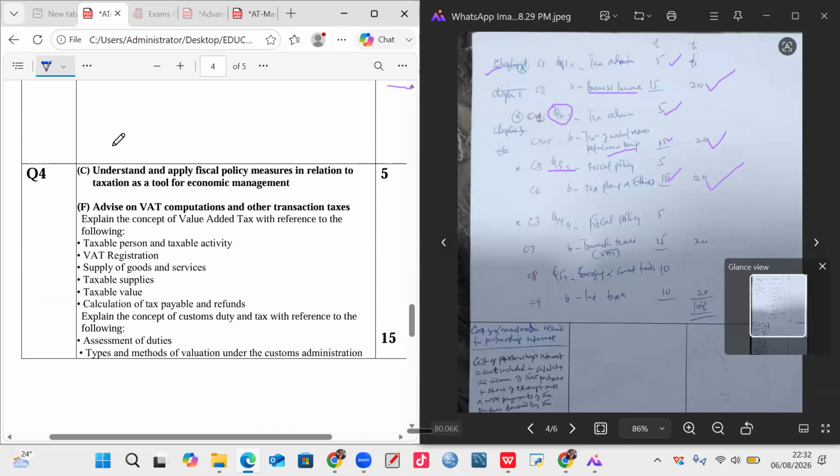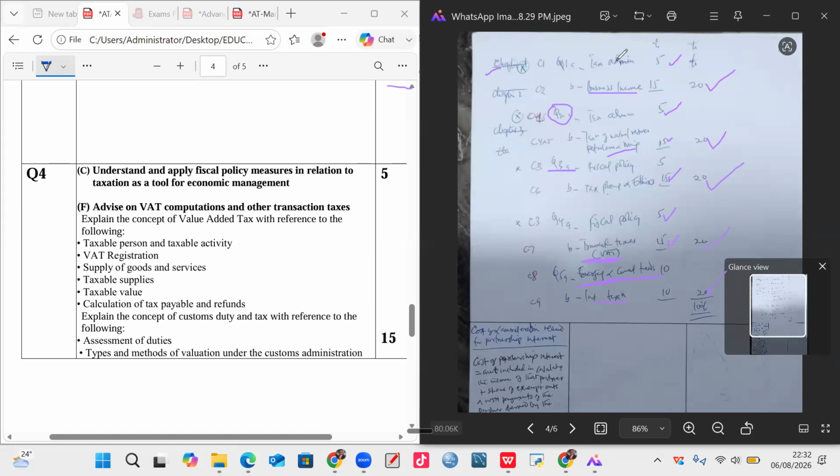When we go to question 4, we have the fiscal policy again. So fiscal policy appearing, it has 10%. One in A, 10%. Then we have the 4B, transaction taxes, which is VAT. VAT, 15, 20 marks. Then question 5A, we have the emerging and current trends, and we have international taxation. I think the international taxation is the DTA, double taxation agreements and co. These together, emerging trends and international taxation, all 20%.